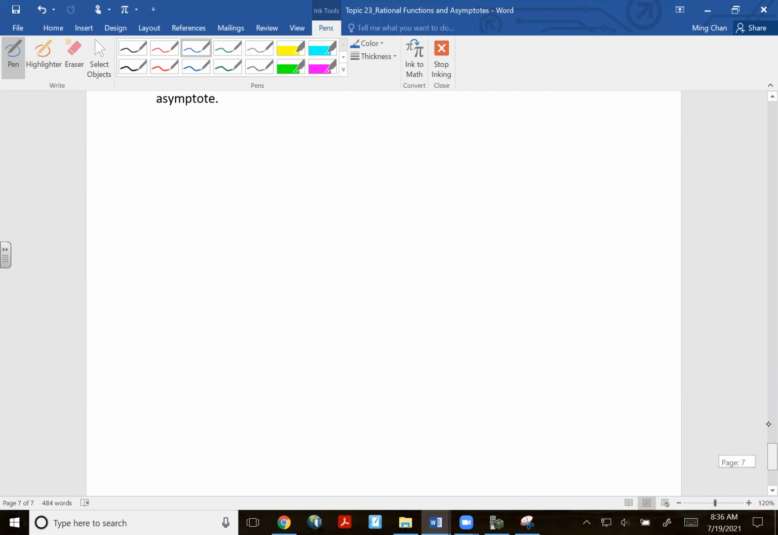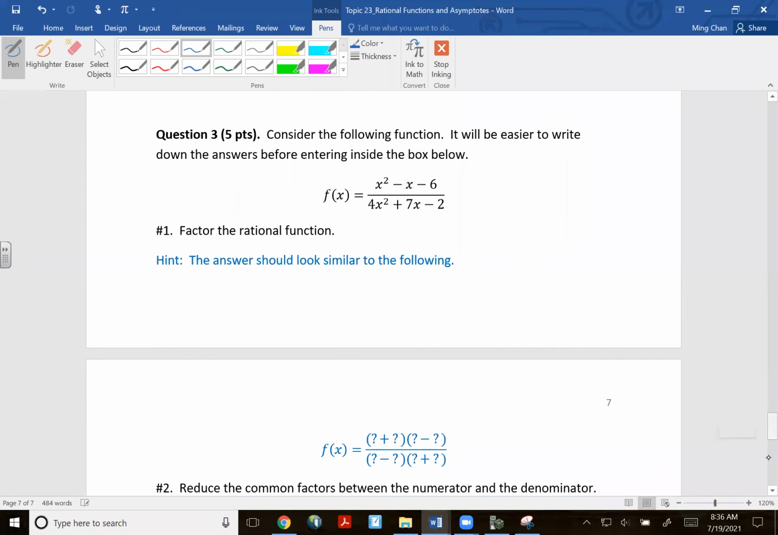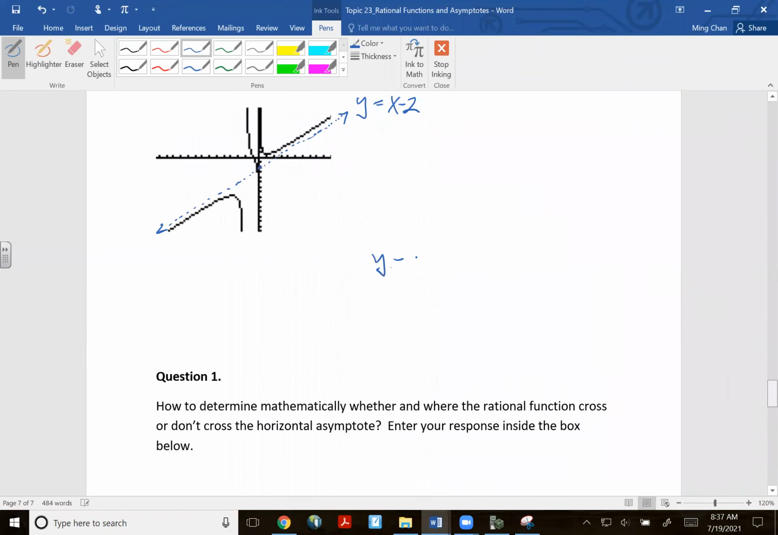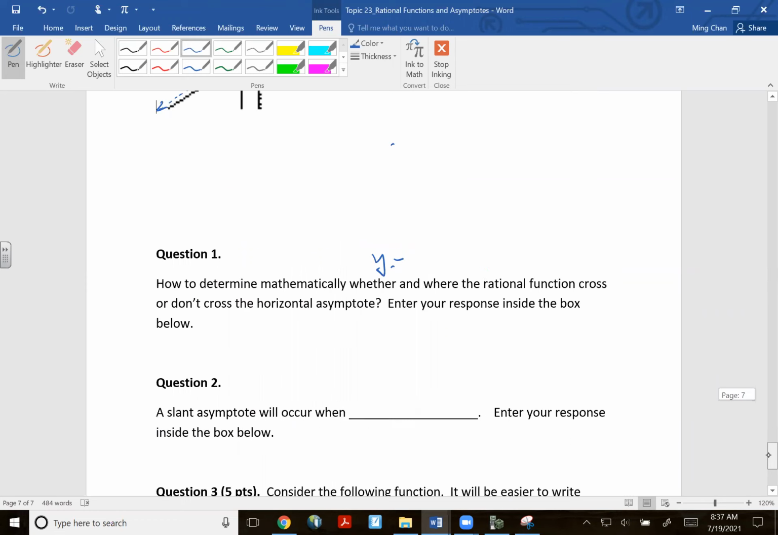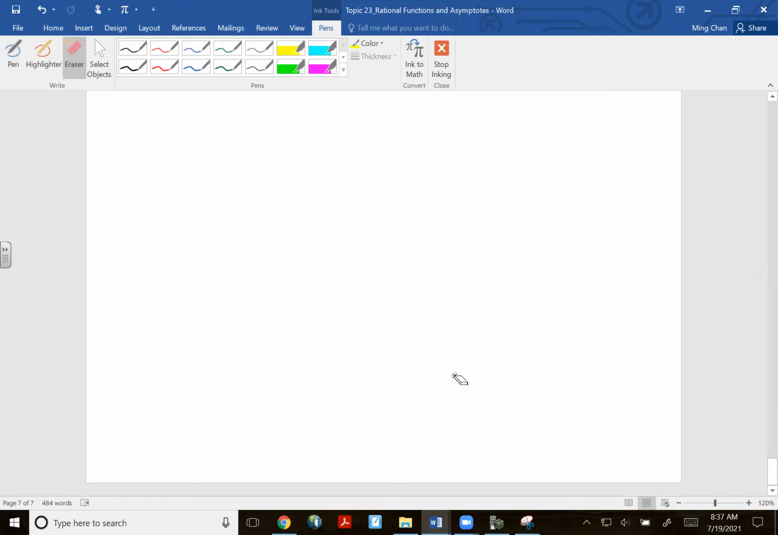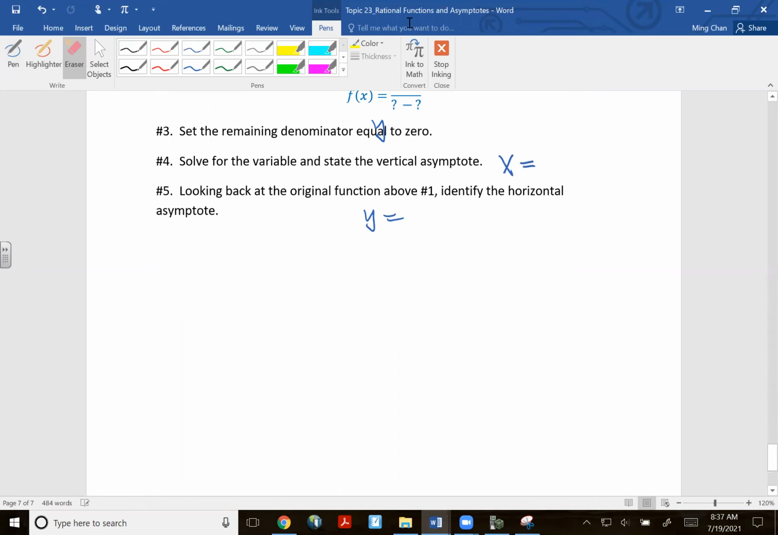When you identify the horizontal asymptote, you have to say the equation for the horizontal asymptote is y equals a number, whatever that number is. When you enter your answer, you have to enter y equals a number. All right, I think that's the only question I have on the homework. So that will conclude this lecture video on rational functions and asymptotes. In the next video, I will show you how to graph rational functions.